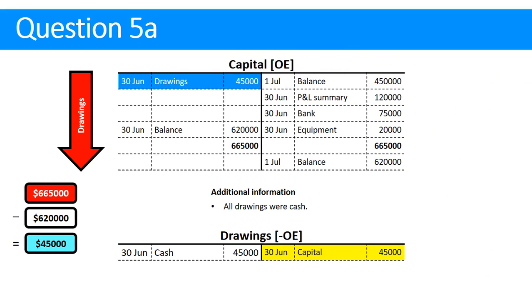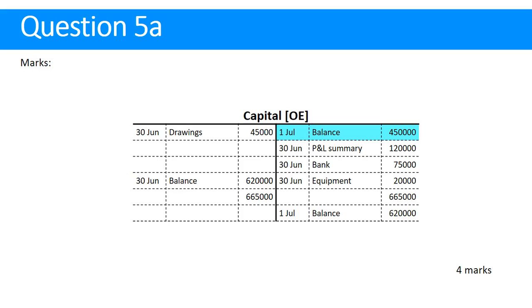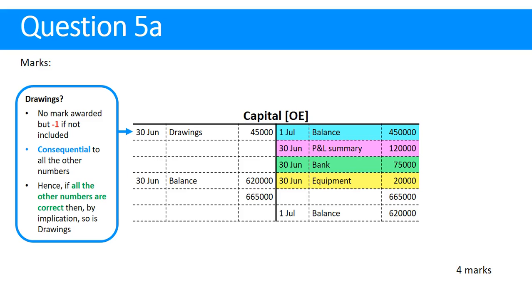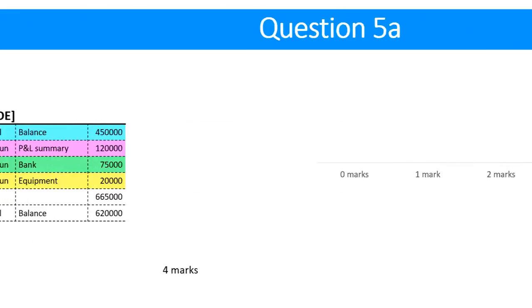Looking at the marks for this question, the way they were awarded was quite interesting. We've got one for the opening balance, one for the net profit figure, one for the capital contribution of cash, and one for the contribution of equipment, for a total of 4. That leaves a lot of numbers without marks. The drawings figure had no mark awarded to it, but there was -1 if it wasn't included. That means it's consequential to all the other numbers. If you've got all the other numbers correct, it implies that your drawings figure is correct. The fail-safe is to always do the ledger completely from start to finish, and then you don't need to worry about how the marks are awarded.